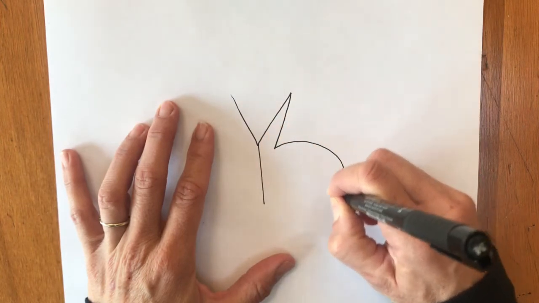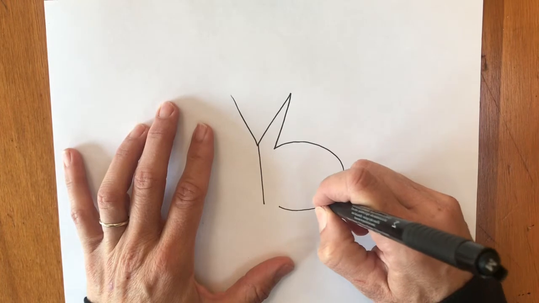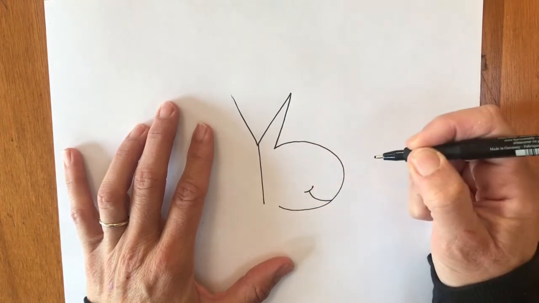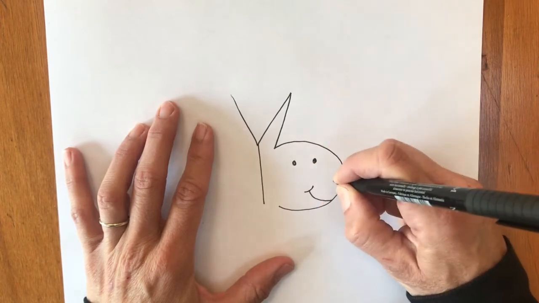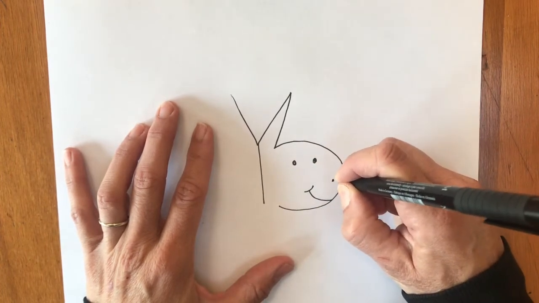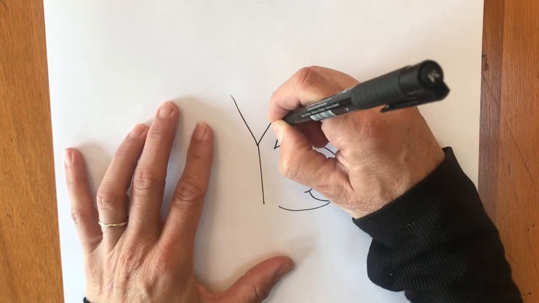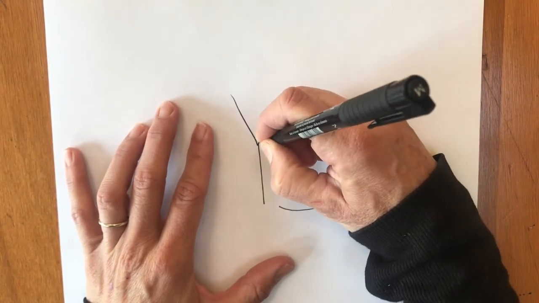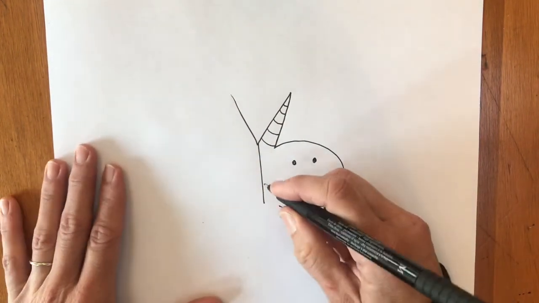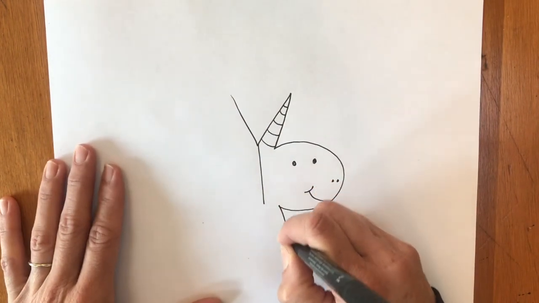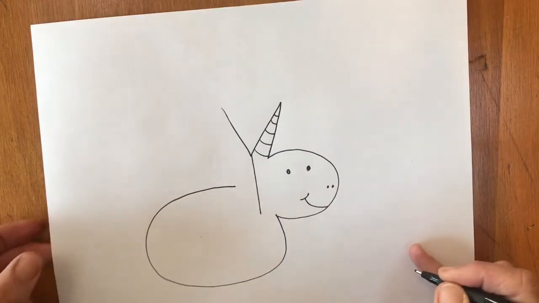Let's see what I can start to turn this into, the head of an animal. Maybe I'll give my animal a smile and some eyes and a little nose over there. Maybe I'm going to use these diagonal lines and turn these into a horn. You can tell what kind of animal I'm going to be doing. Anybody have any ideas? I'm going to give my animal a body, give him a big body.